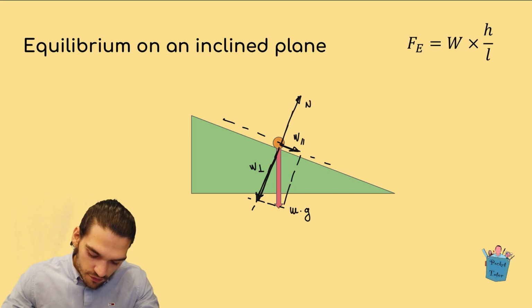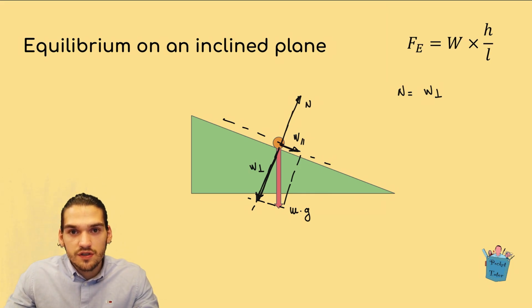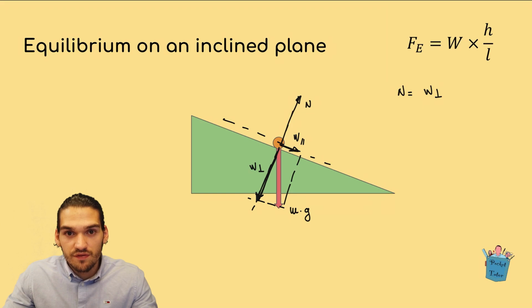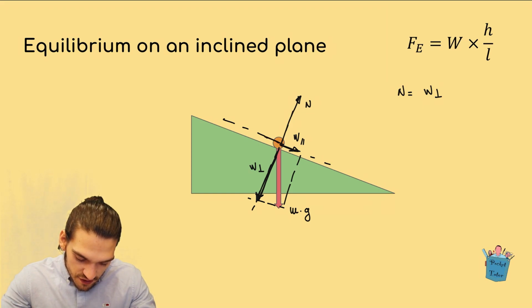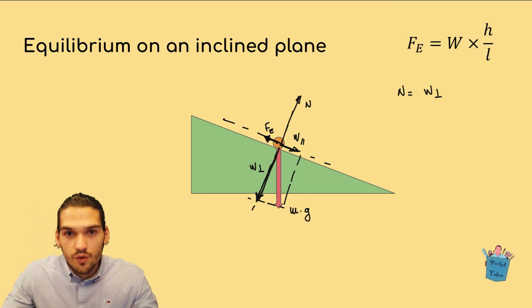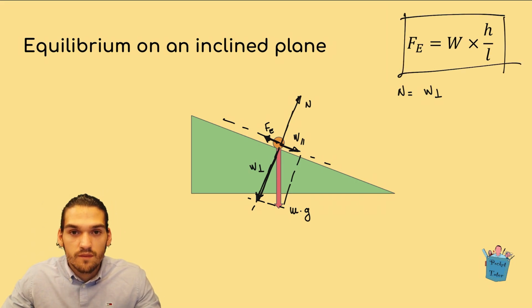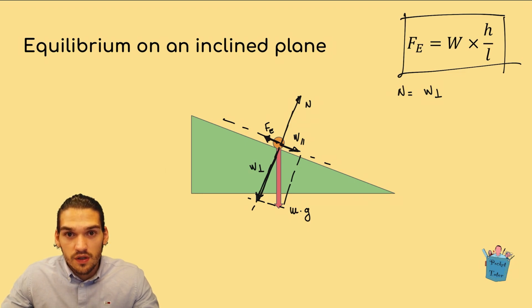So this one will be the normal force, and we already know that the normal force is equal to the weight perpendicular. Now, in order to have the equilibrium, we need an equilibrium force that will be in this direction, and we can call it Fe. The equilibrium force must be equal and opposite in direction with respect to the parallel weight, and we will see that the equation to find the equilibrium force will be this one. So in order for the point particle to be in equilibrium, we'll need a force acting in the opposite direction of the parallel weight with this intensity.